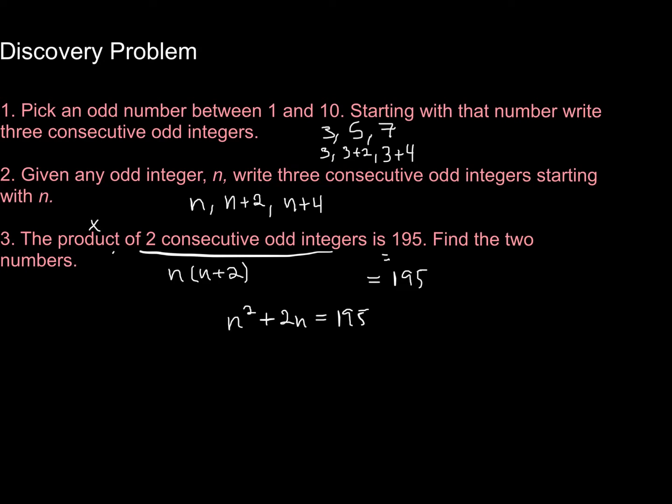Okay, well I have a quadratic. I need to set it equal to 0 and solve. So I subtract 195 from both sides. And here I can use the quadratic formula. If you use the quadratic formula, you'll end up finding that n is equal to negative 15 or positive 13.